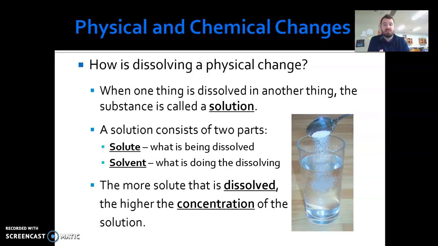The more solute that you dissolve, the higher the concentration of your solution. Imagine making some Kool-Aid. The more Kool-Aid powder that you dissolve into your water, the sweeter and the stronger the taste of that Kool-Aid is going to be. While in reverse, if you only put a little bit of Kool-Aid powder in there, it's not going to taste as sweet. So the more solute, or the more of the solid that you put in there to dissolve, the higher the concentration.